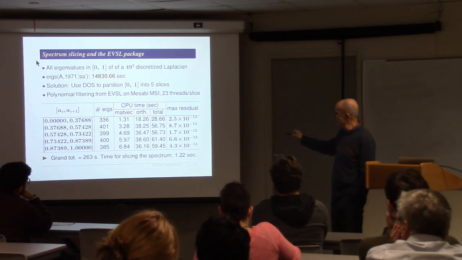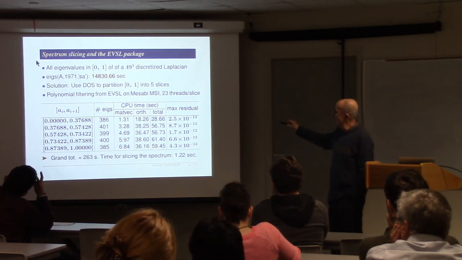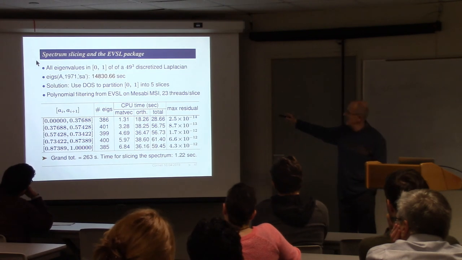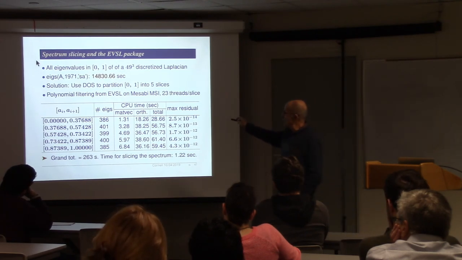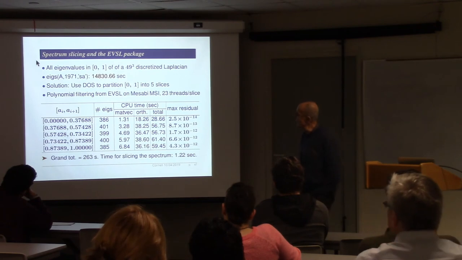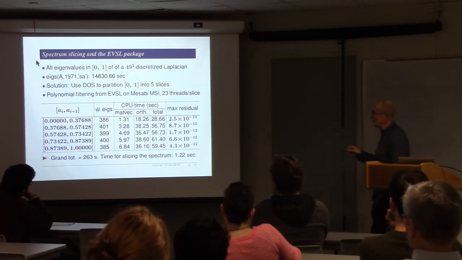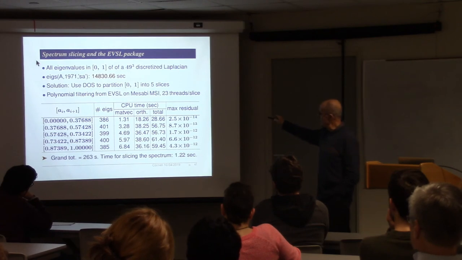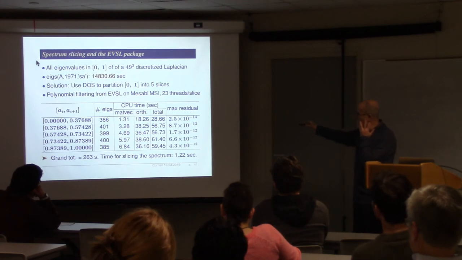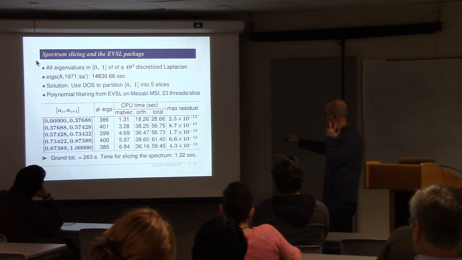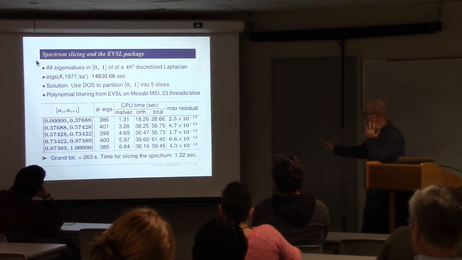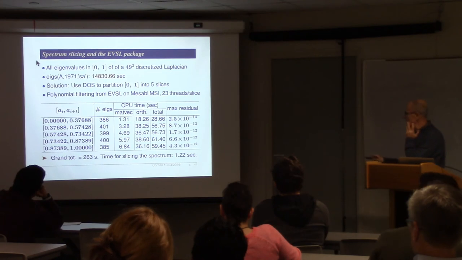So I mentioned earlier that I would go back to this example I had earlier. This is getting all the eigenvalues in [0, 1] of the Laplacian. If you did eigs on MATLAB, smallest algebraic, the time it takes is close to 50,000 seconds. And if you take 5 slices, it's the same example. I think I showed you 6 slices. Here are the number of eigenvalues in each, and this is the time it takes for each slice. And the time for spectrum slicing is very small. It's a fraction of the cost.